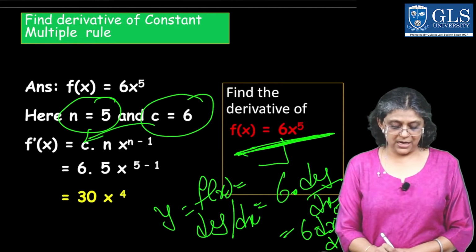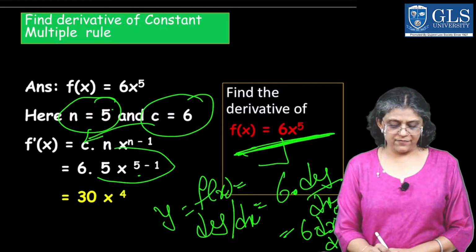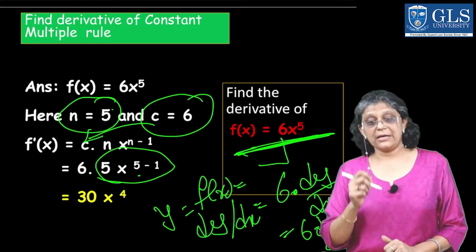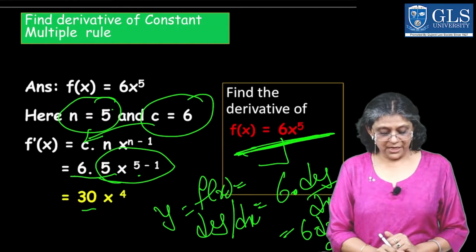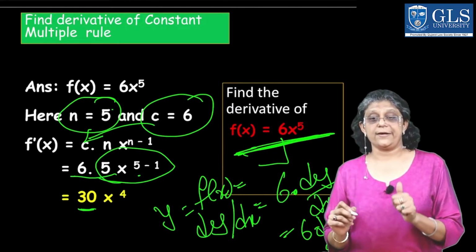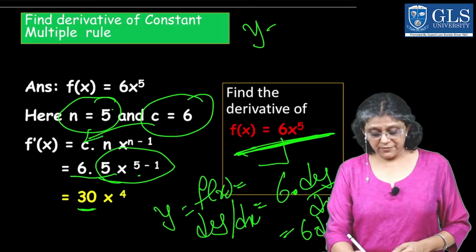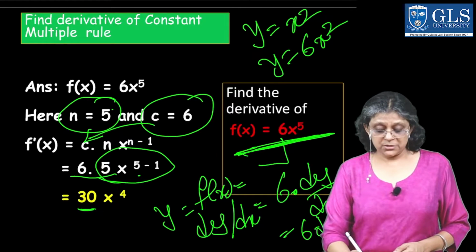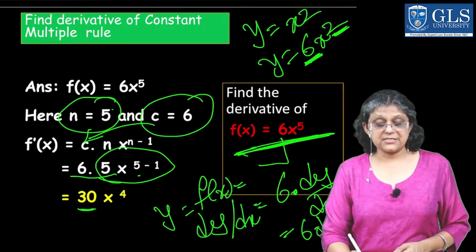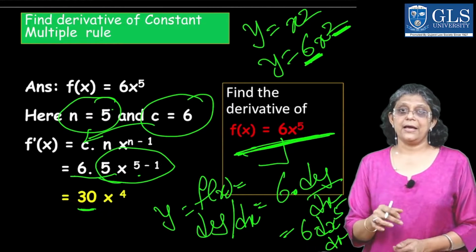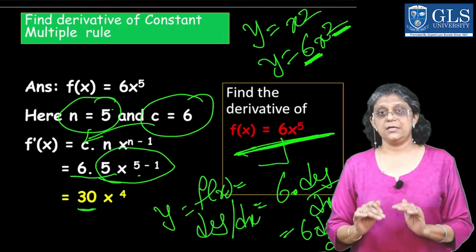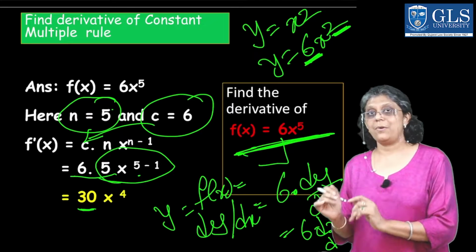I took c here, and what happens to n? 5 times x raised to 5 minus 1. So what am I getting? 6 into 5 is 30, so 30x square. Student, what is the difference? The first sum was x square. This sum is something like 6x square. So 6 is called c, whereas 5 is called my n, and hence the formula base is x raised to n is equal to n into x raised to n minus 1.